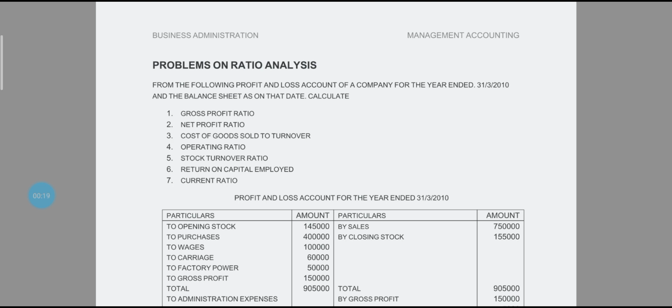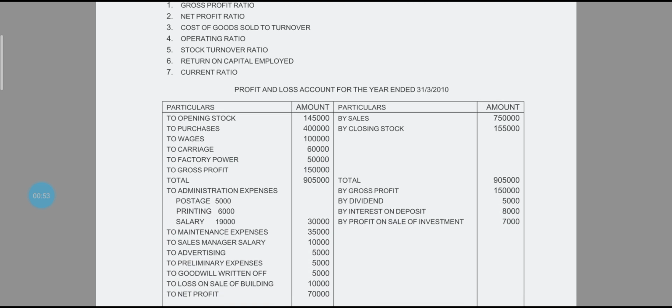From the following profit and loss account of a company for the year ended 31st March 2010 and the balance sheet as on that date, calculate gross profit ratio, net profit ratio, cost of goods sold to turnover, operating ratio, stock turnover ratio, return on capital employed, current ratio. So we have to calculate these 7 ratios using the following P&L account and balance sheet. So let's see what the P&L account is.